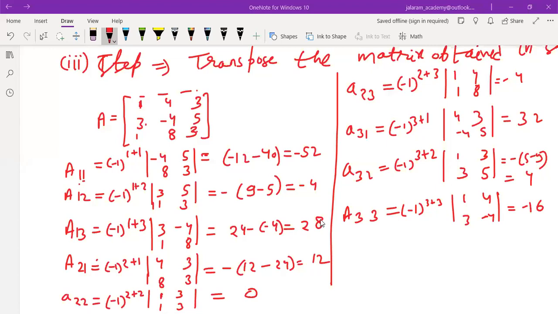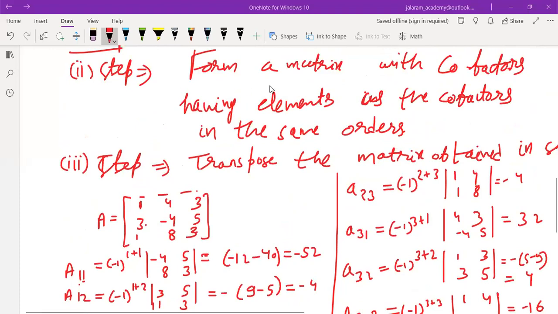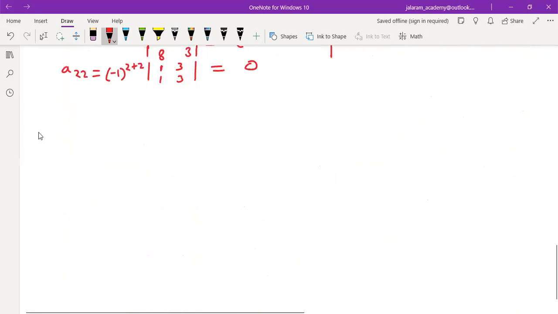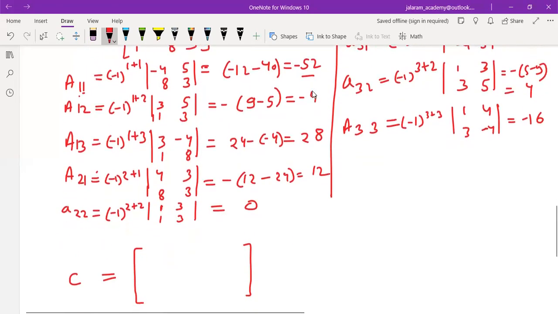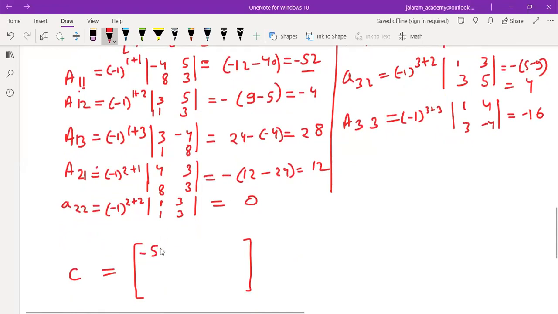So after getting all these cofactors, the second step which we have written above is to form a matrix with the cofactors as elements in the same order. So let's assume that C is a matrix of order 3 cross 3, which is formed by the cofactors of the above matrix. The first element being minus 52. Second is A12, minus 4. Third is 28. First row completed.